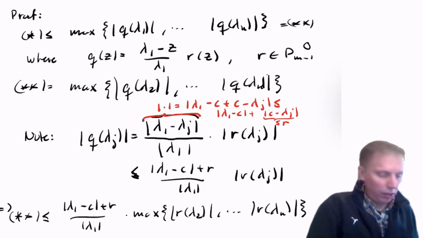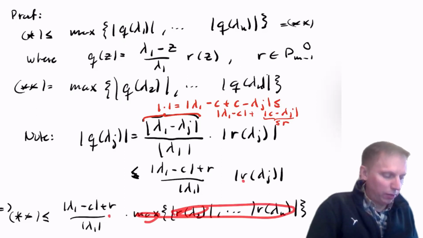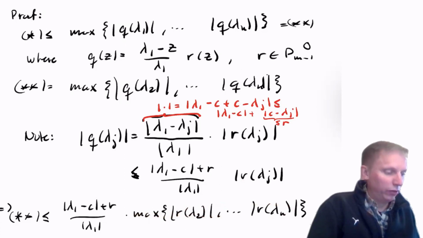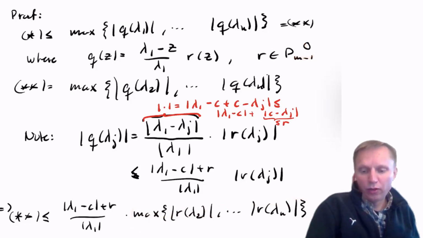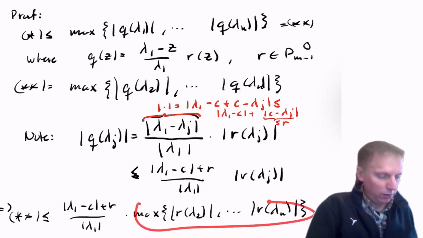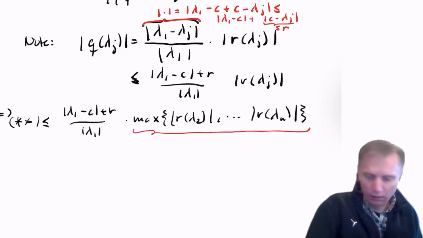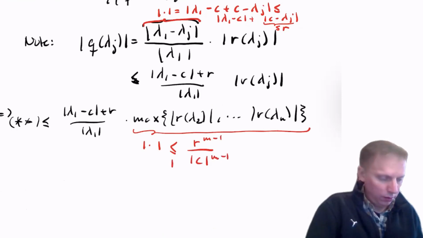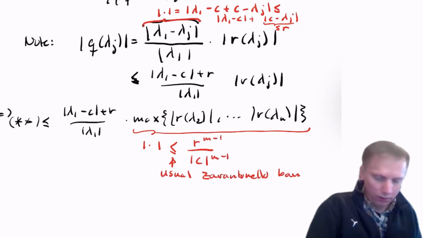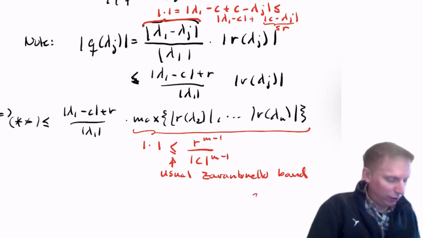Since r is chosen freely, we have here just the maximum of this expression, where r is a normalized polynomial of degree m minus 1. So we can use the standard Sarantonello bound to bound this quantity. So we use the bound that we normally use without outliers here. And that is the end of the proof.